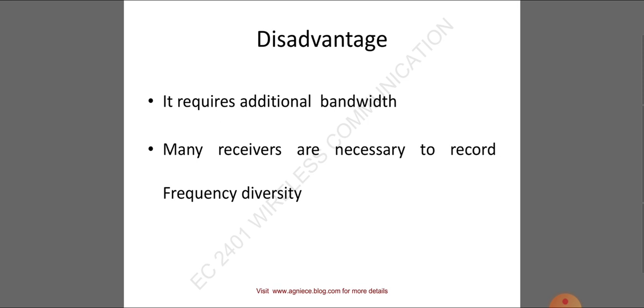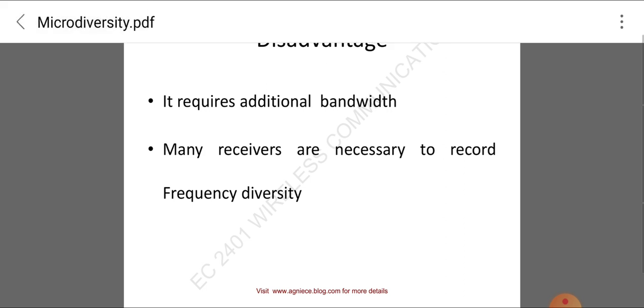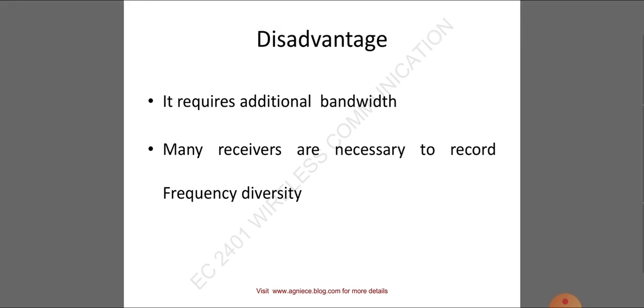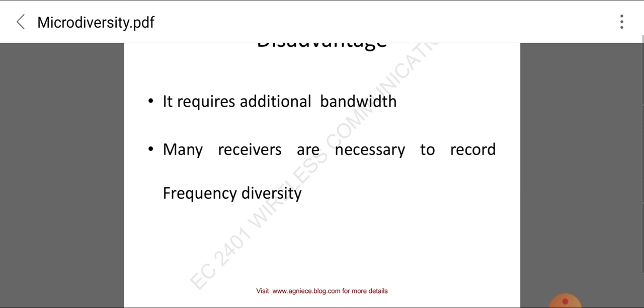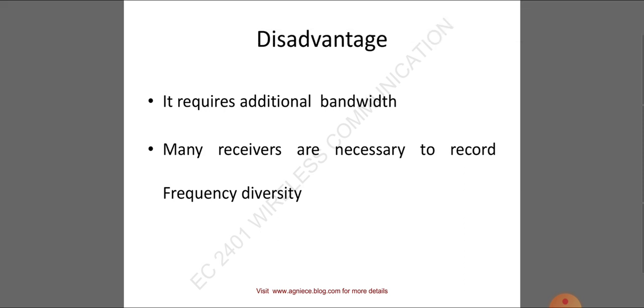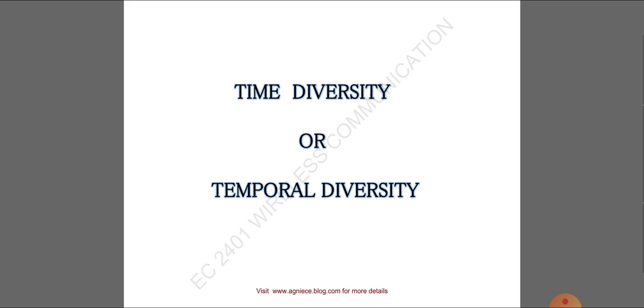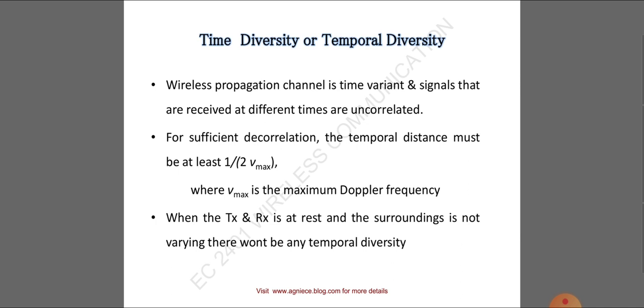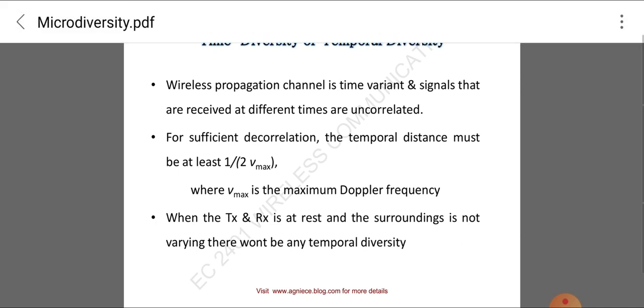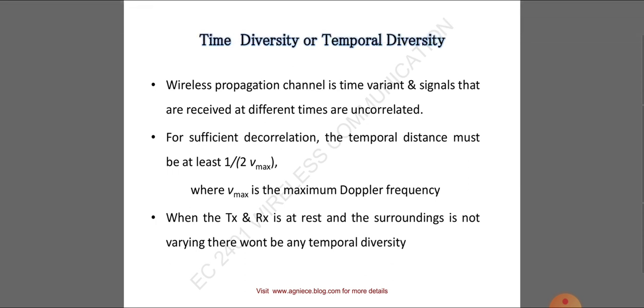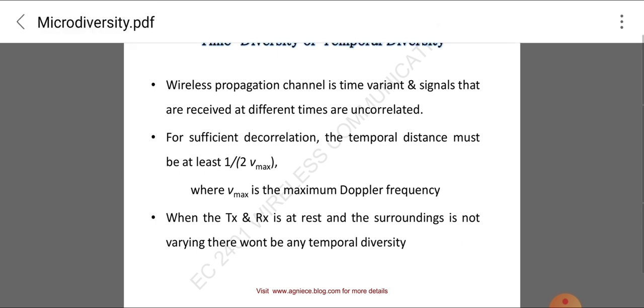The disadvantages in the frequency diversity are it requires additional bandwidth as more than one carriers are used. Many receivers are necessary to record the frequency diversity. The next microdiversity technique is time diversity or temporal diversity. This diversity is used to allow for transmitting the signals repeatedly at different time instants.